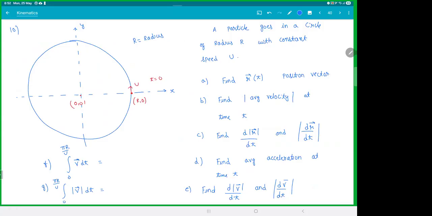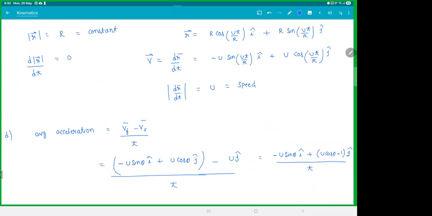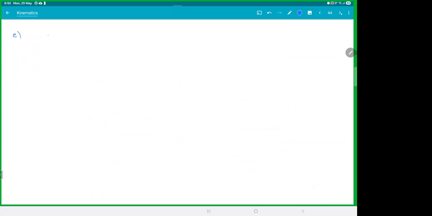What about E? Again, ask yourself, what is dV by dt? Acceleration.